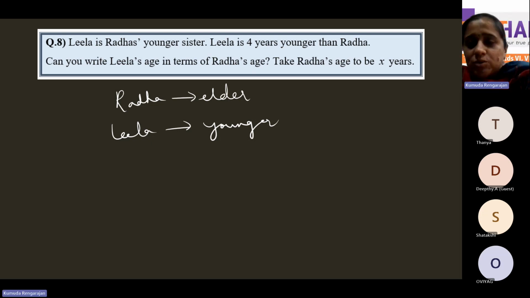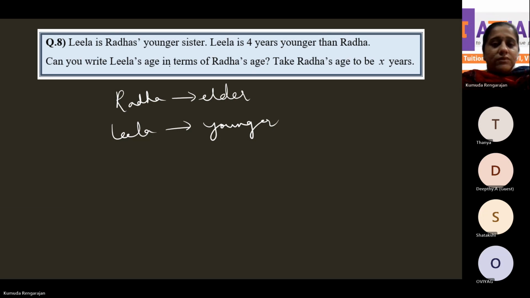Take Radha's age to be X years. So Radha's age, X years. You have to write Leela's age using Radha's age. Ma'am, can I tell the rule or something? Yeah. The rule is 4 minus x.